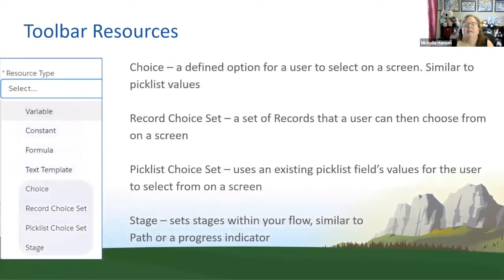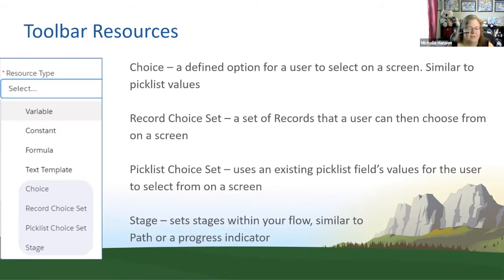A choice is an option that you have defined for a user to pick on a screen. It's kind of like setting up a pick list field with pick list values if you want to associate it to something in the UI. A record choice set is kind of the same thing, but instead of defining actual text values that you want them to pick from like you do in a pick list field, you give them a choice of records. So maybe you want all business records from Ottawa.